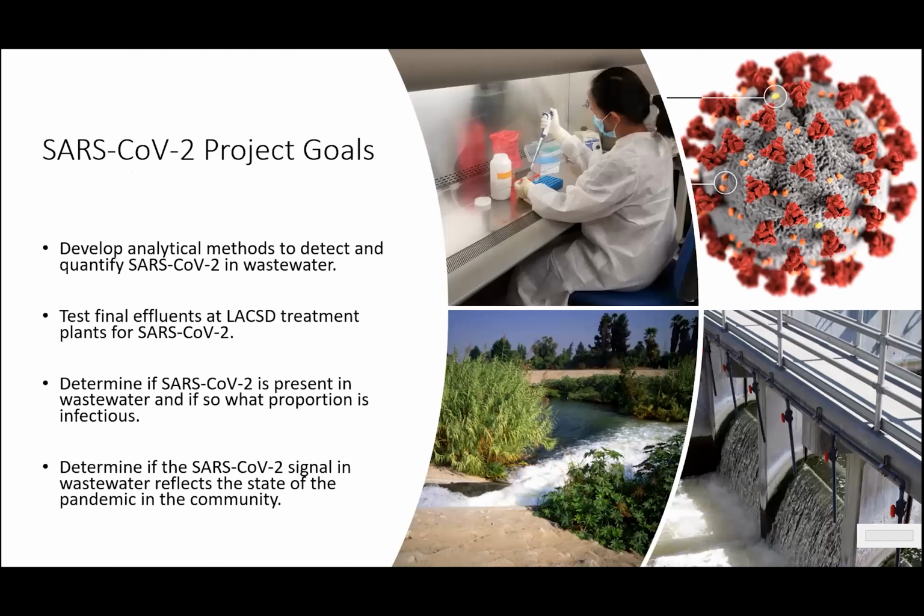And so the project had 4 primary goals that are shown here. First, we wanted to develop analytical methods to detect and quantify SARS-CoV-2 in wastewater. We then wanted to use those methods to test our final effluents at each of our treatment plants for the virus. Go on to determine if the SARS-CoV-2 is present in raw wastewater, and if so, what proportion is infectious. And then finally, we wanted to determine if the SARS-CoV-2 signal in wastewater can and does reflect the state of the pandemic within the community.